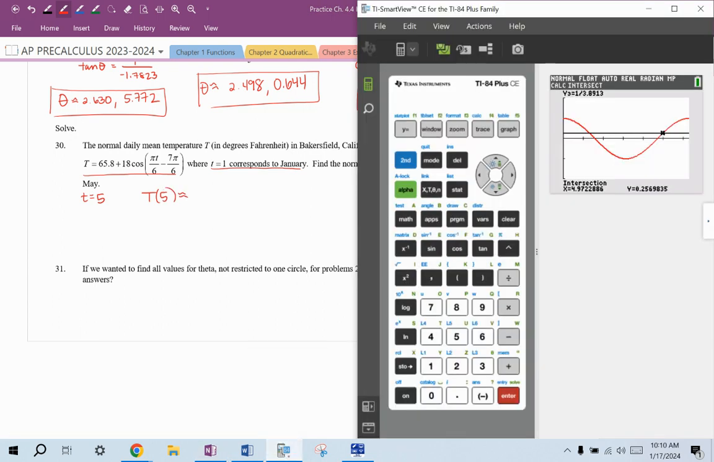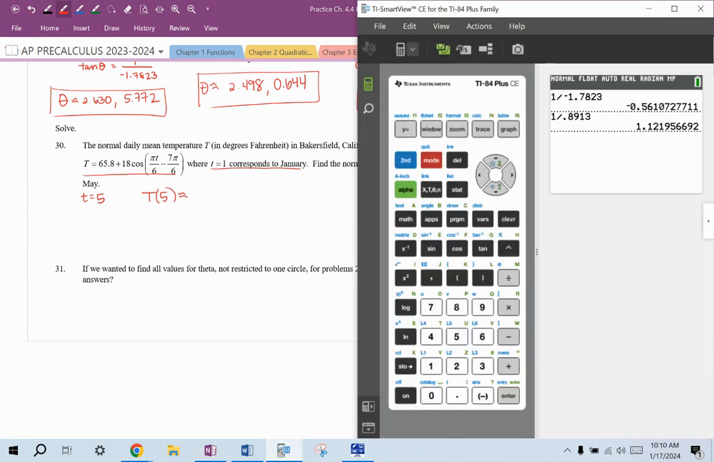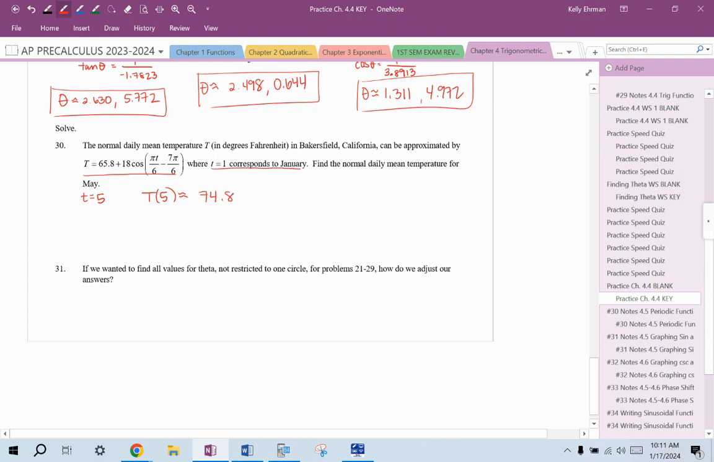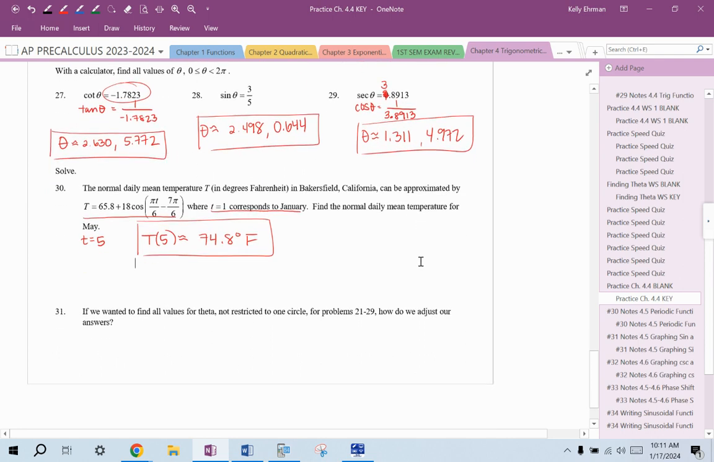Your calculator should be in radian mode. So I don't need to graph anything. I can just type this in. 65.8 plus 18 times the cosine of pi times 5 divided by 6 minus 7 pi divided by 6. Close parentheses around cosine. I get 74.8, and the label should be degrees Fahrenheit. That's our mean average temperature over there in California for May.